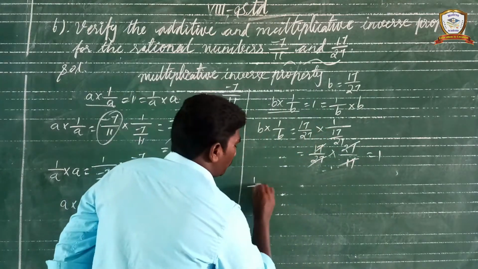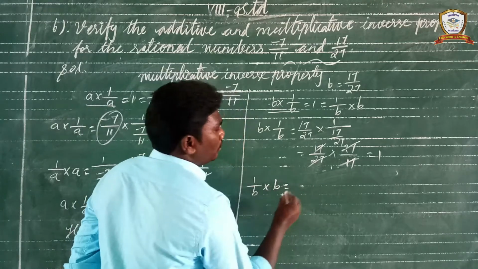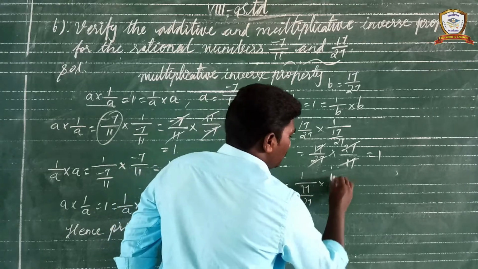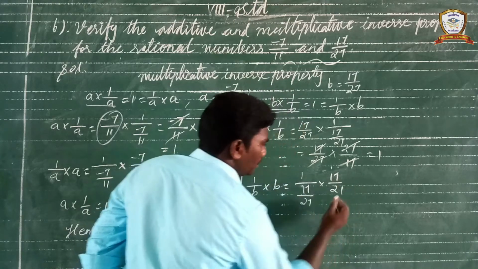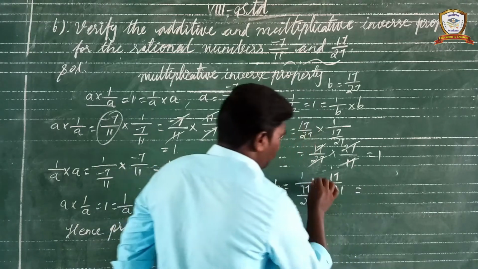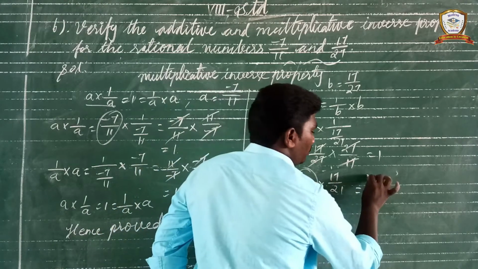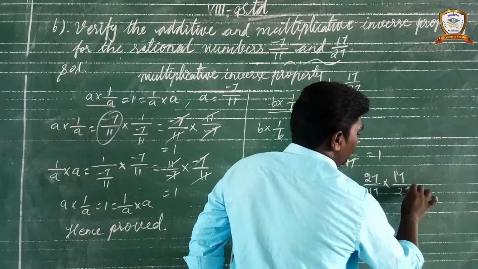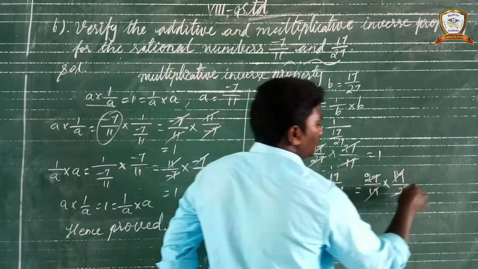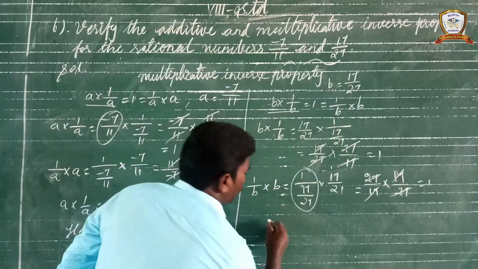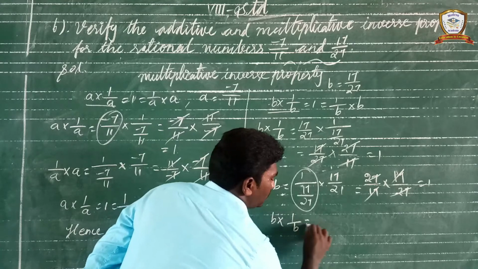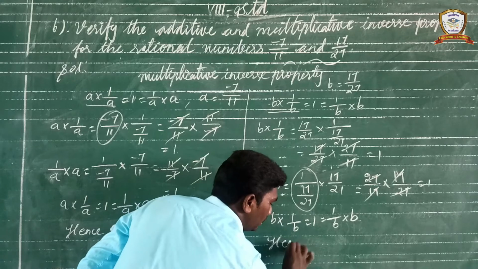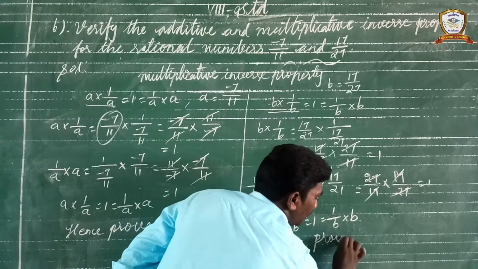The next, 1 by B into B is equal to 1 by B, which is 70 divided by 27 into B, 70 divided by 27. Then how to write this one? This one you take the reciprocal. Reciprocal means 27 divided by 70 into 70 divided by 27. 27 cancels, 70 cancels. Therefore the answer is 1. Therefore B into 1 by B is equal to 1 is equal to 1 by B into B. Therefore here write hence proved. Are you clear on this one?